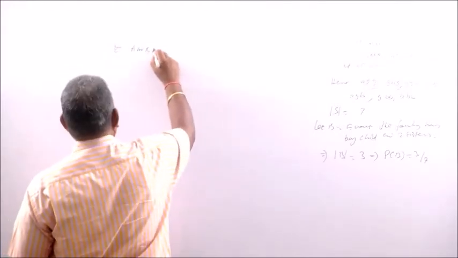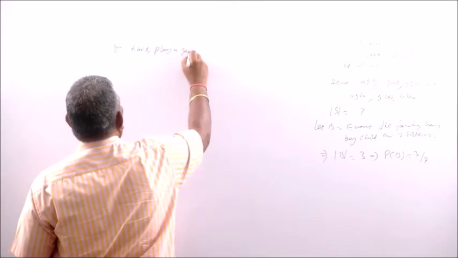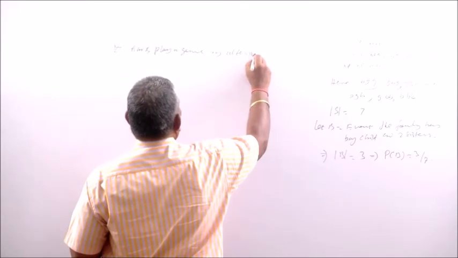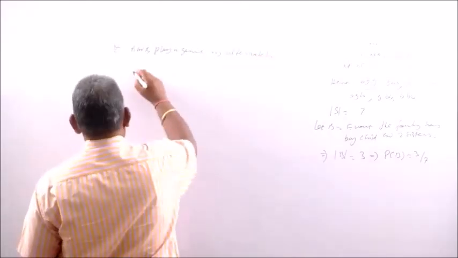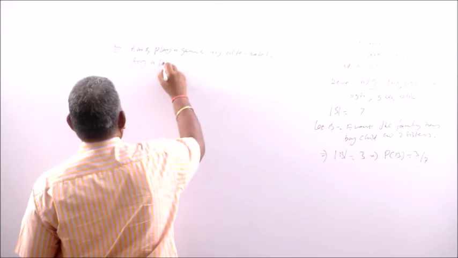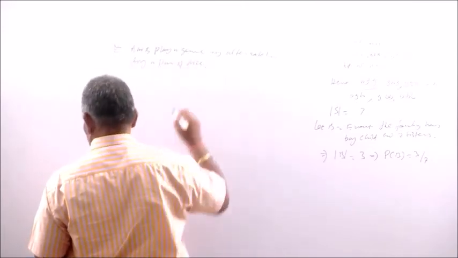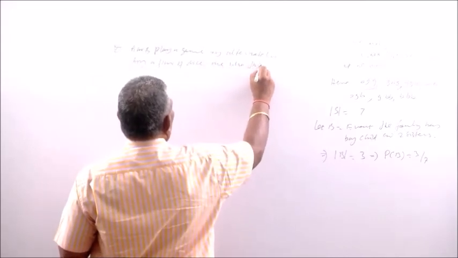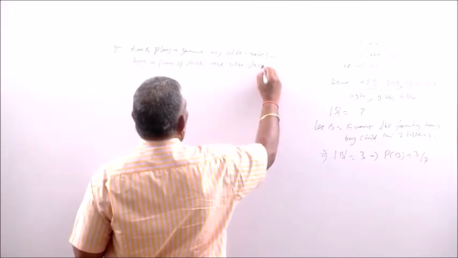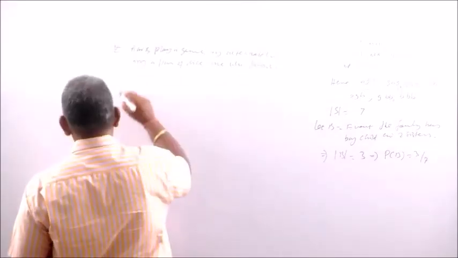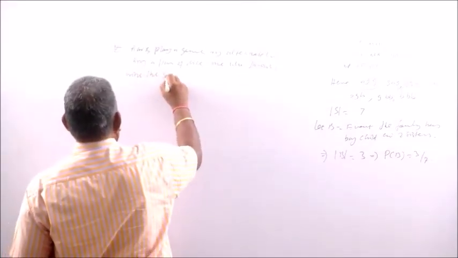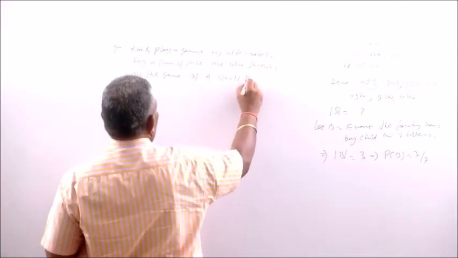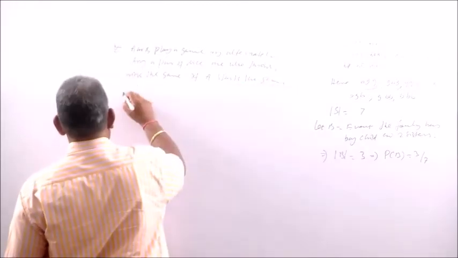A and B play a game by alternately throwing a pair of dice. One who throws 8 wins the game. If A starts the game, find their chance of winning.